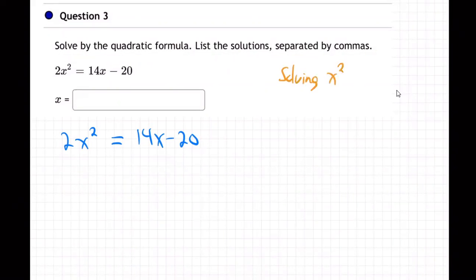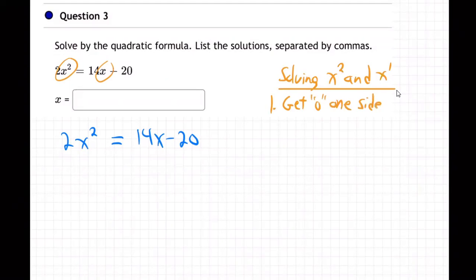solving with x squared and x to the first power, because that's the deal we have here. We have an x squared and we have a regular x. So what do you do when you have an x squared and a regular x? Step number one is to get a 0 on one side. So you've got to get a 0 on one side. So to get a 0, I just get it on the right side usually.